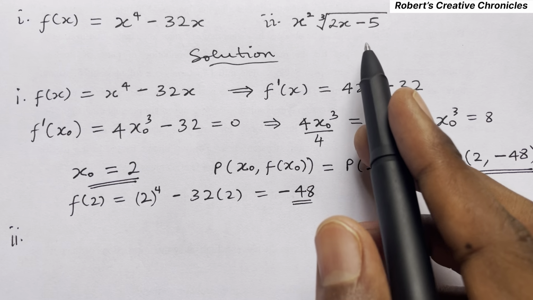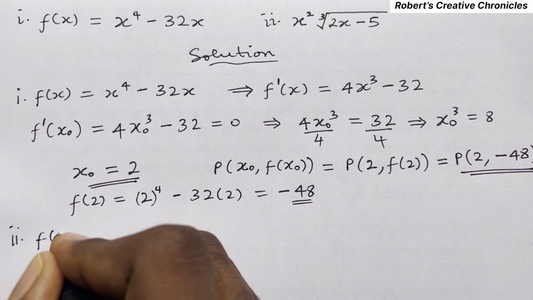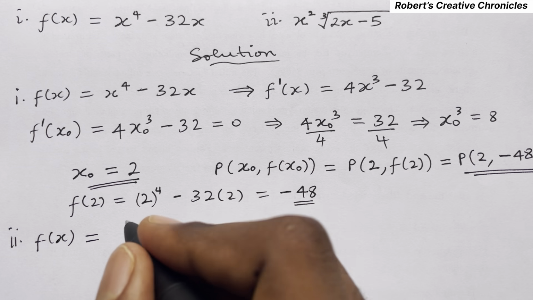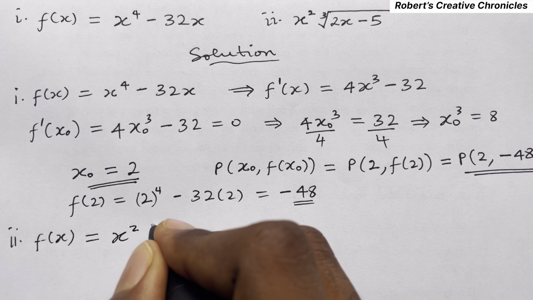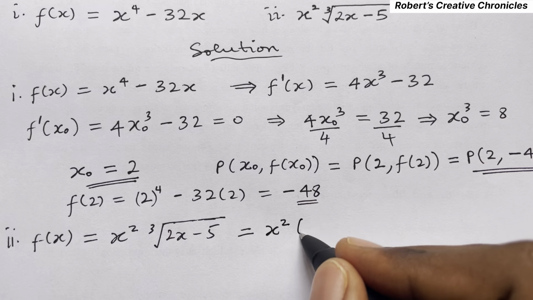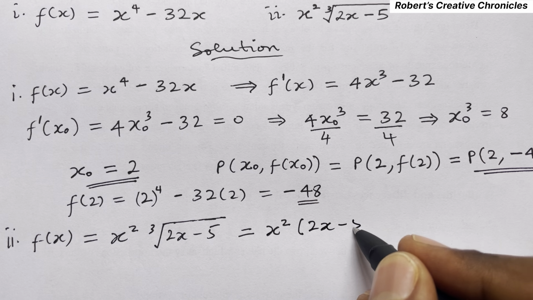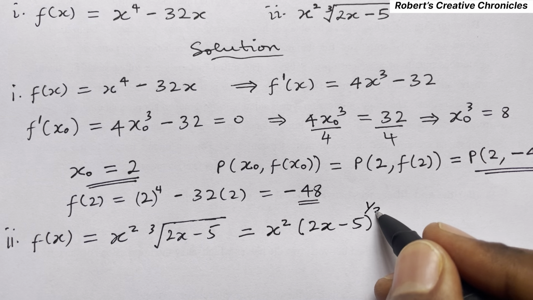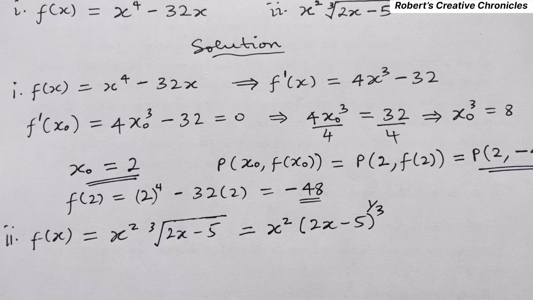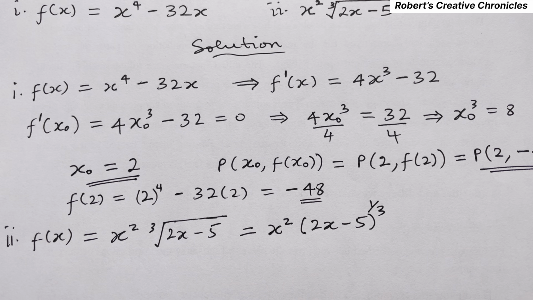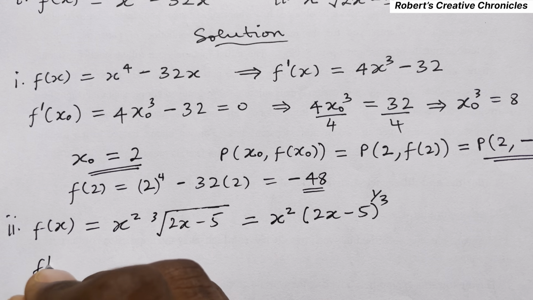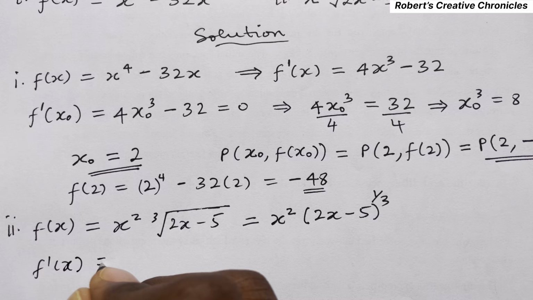So now this is the function of x. f of x is equal to x squared times the cube root of 2x minus 5, which is x squared times 2x minus 5 raised to the power of 1 over 3. This is the same thing as the cube root of this. So we'll differentiate this and we'll use the product rule. So it becomes f prime of x is equal to what?